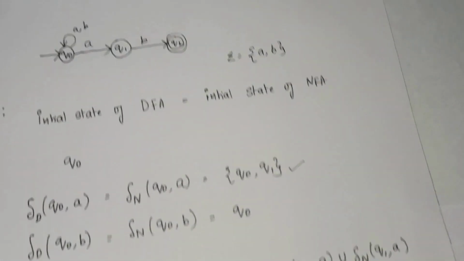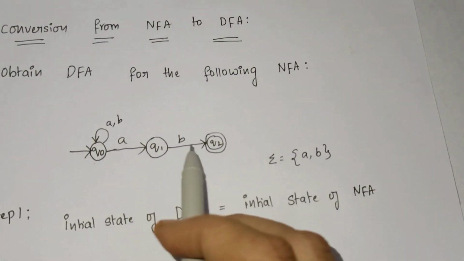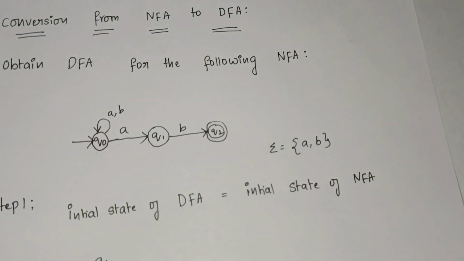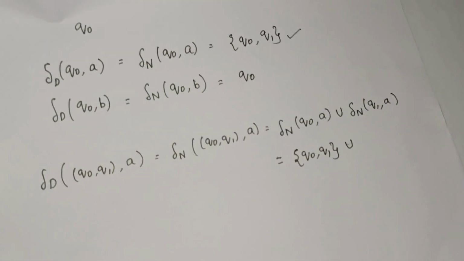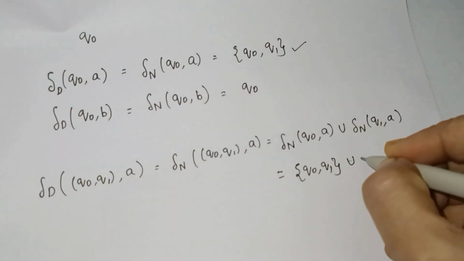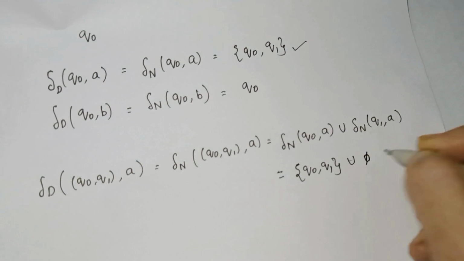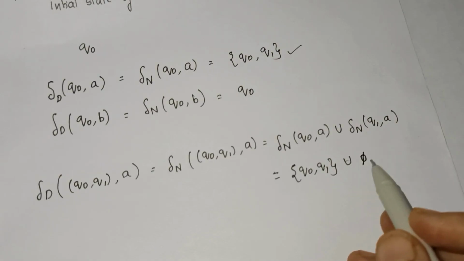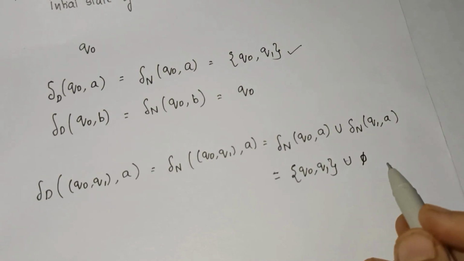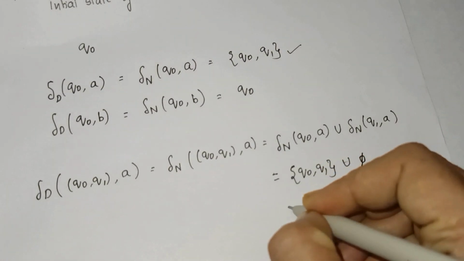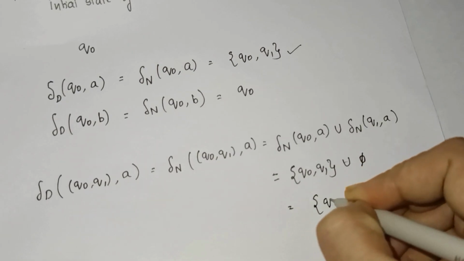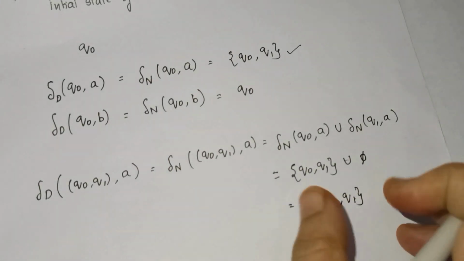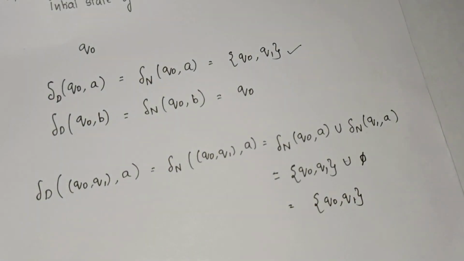In the NFA, is there any transition for Q1 on A? No. If there is no transition, then it goes to the null state. There is no state, hence we will put it as phi. Now Q0 Q1 union phi means nothing, we are not combining any state. So totally it becomes Q0 Q1. Null means nothing. So finally we got Q0, Q1.